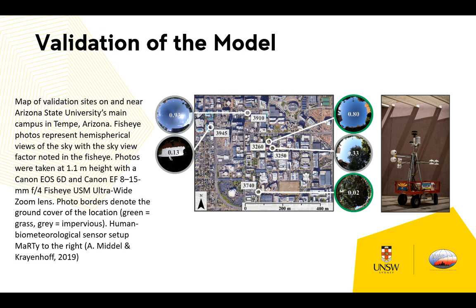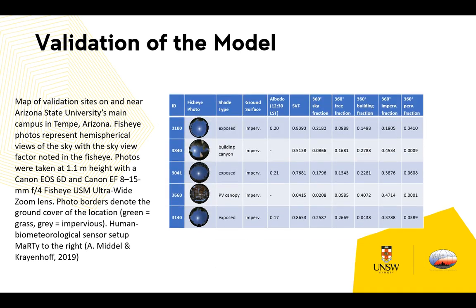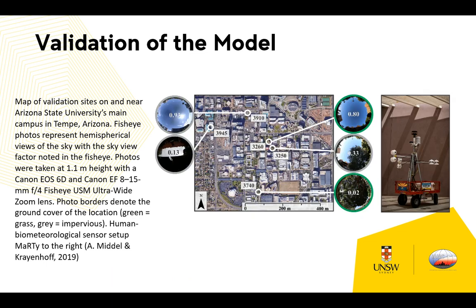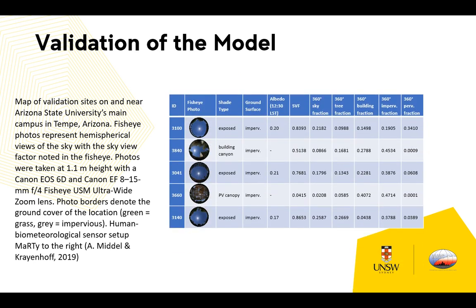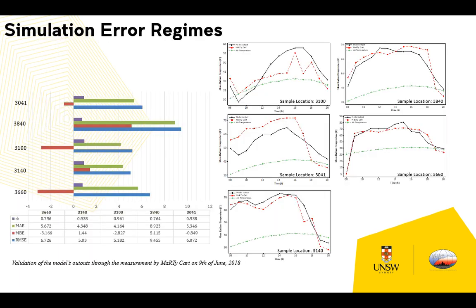So for the validation of our digital twin, we considered MARDI, the instrument that you can see in the picture. I used it on the ASU campus for validation at 5 points, including all the describing factors like shaded, exposed to sun, and semi-shaded. And these are the information of the 5 points where we validated the data.